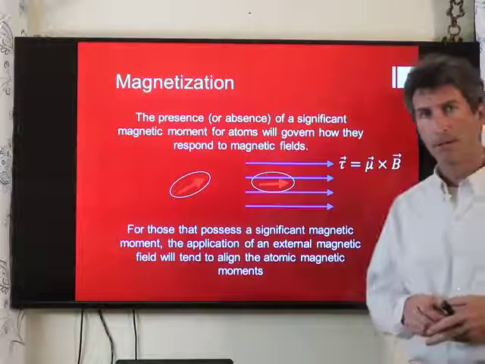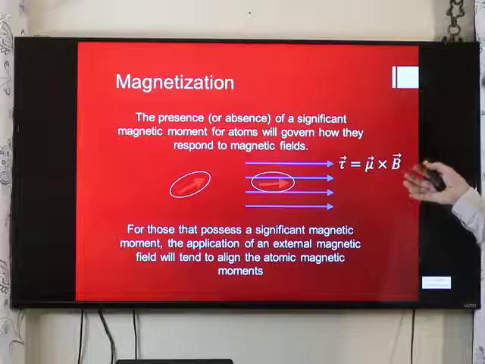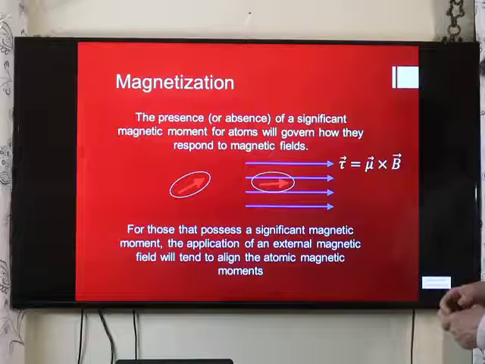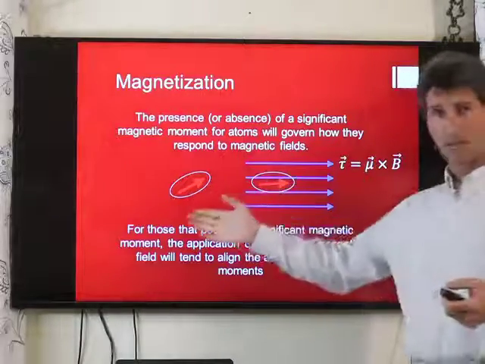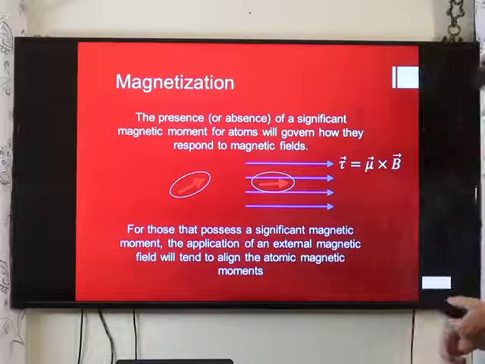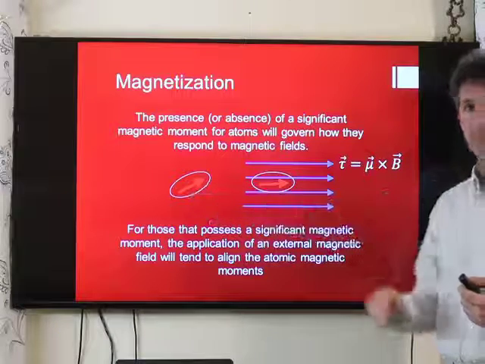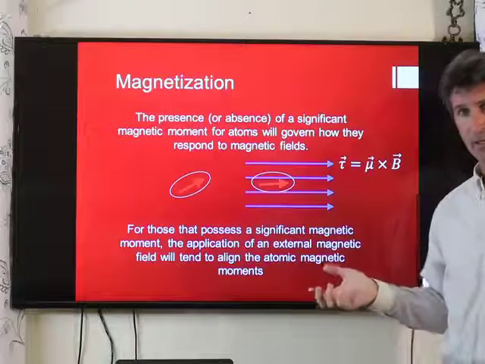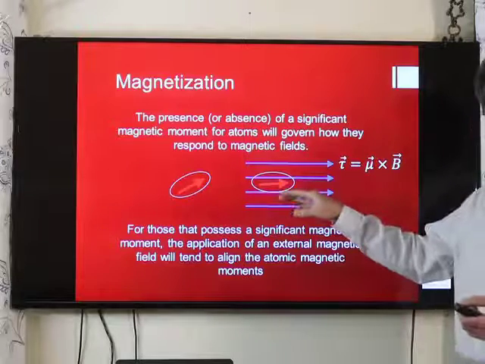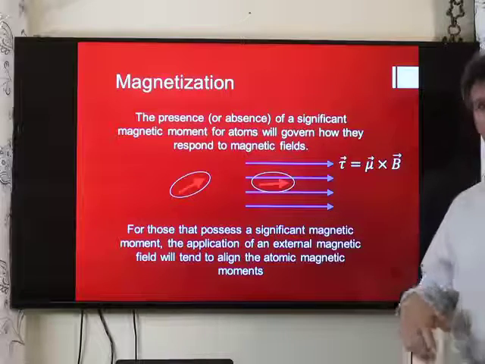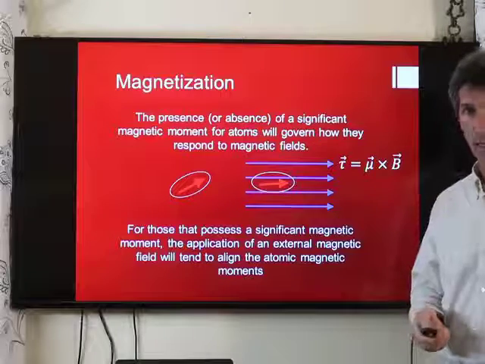Magnetization. The presence or absence of any significant magnetic moment will basically govern how the atoms, if we picture them as little magnets, little magnetic dipoles, will behave. Here we have an atom not in a magnetic field. Its dipole moment can be pointing in any direction, but once we apply this magnetic field, there'll be a preference. There'll suddenly be a torque trying to cause this atom to align with it.